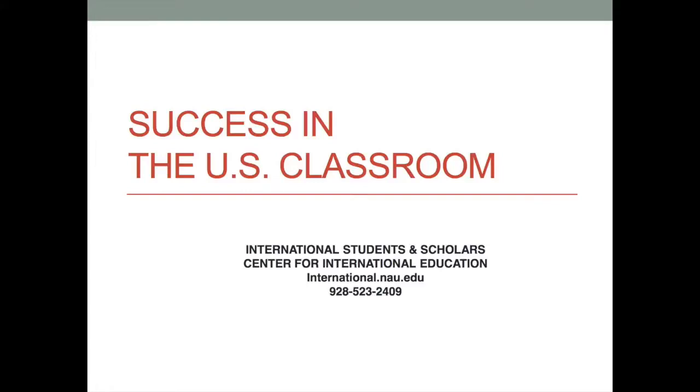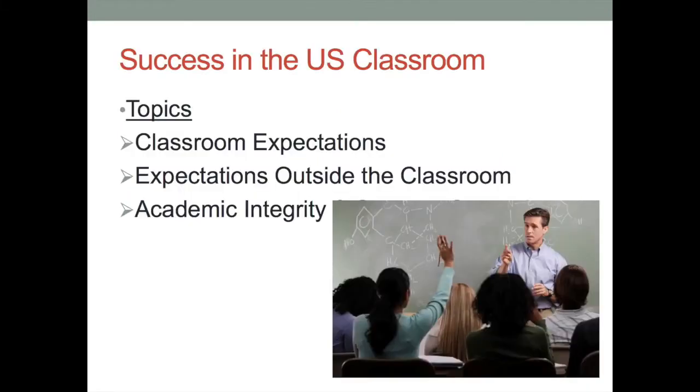This module in the NAU International Online Orientation is about how to be successful in the U.S. classroom. Specifically, this module will talk about classroom expectations, expectations outside the classroom, and academic integrity. This module will help you understand what is expected of you in the U.S. classroom, as well as what to do and what to avoid in order to be successful.